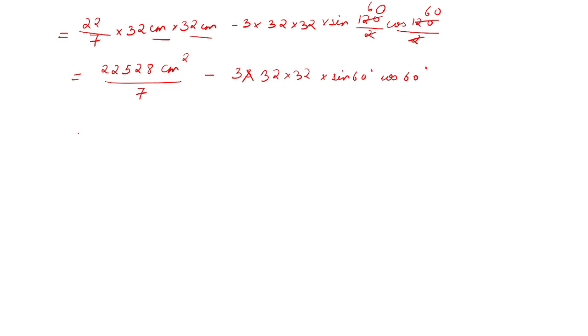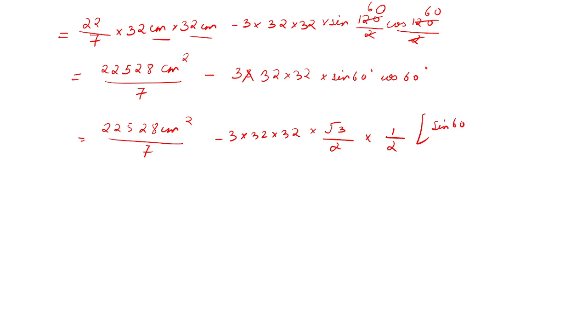Now since you have already touched upon trigonometric values, what is the value of sine 60? Sine 60 is equivalent to root 3 by 2, and cos 60 is equivalent to 1 by 2. You can always write in brackets, sine 60 degree is equal to root 3 by 2 and cos 60 degree is equal to 1 by 2. Okay, so you can write this. So 2 into 1 and 2 into 2. So this is what you're getting.